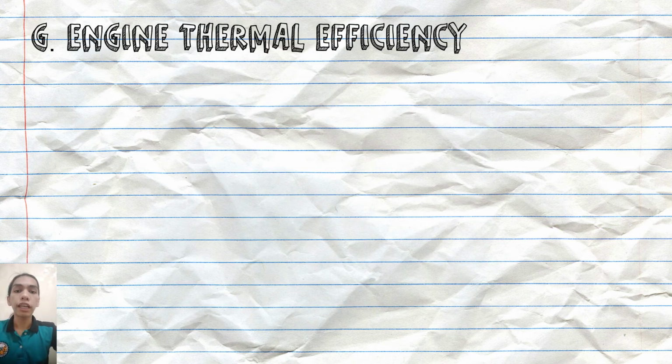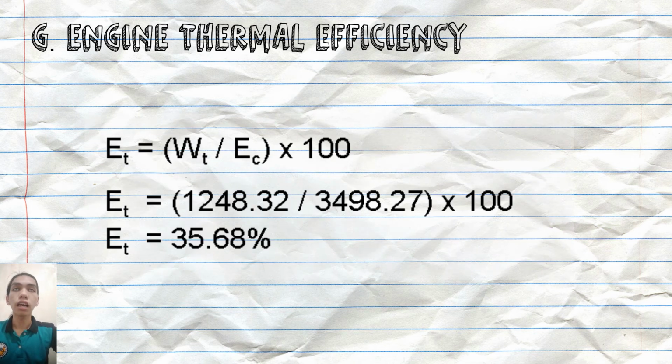G is the engine thermal efficiency. The formula for the engine thermal efficiency is ideal turbine work divided by energy chargeable, and the quotient of the two will be multiplied by 100. Since we already know the values for the ideal turbine work, which is 1248.32, and the energy chargeable, which is 3498.27, we just need to plug in the values in the formula, wherein we will get the engine thermal efficiency, which is 35.68%.